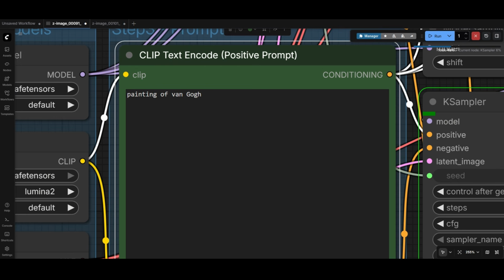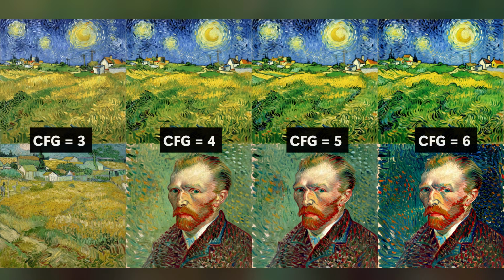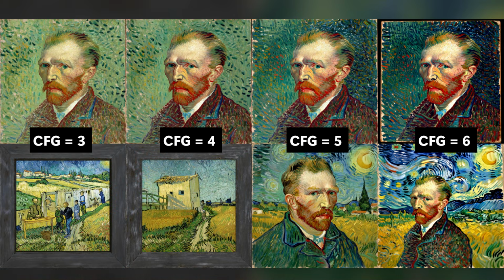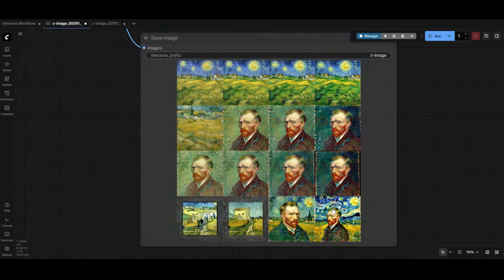Let's see what happens. With some seeds, we see only the increase in saturation with CFG. But with others, different CFG ends in different compositions. And the last run shows a clear impact of CFG on the image structure, from a general Van Gogh aesthetic into a blend of a self-portrait with Starry Night.